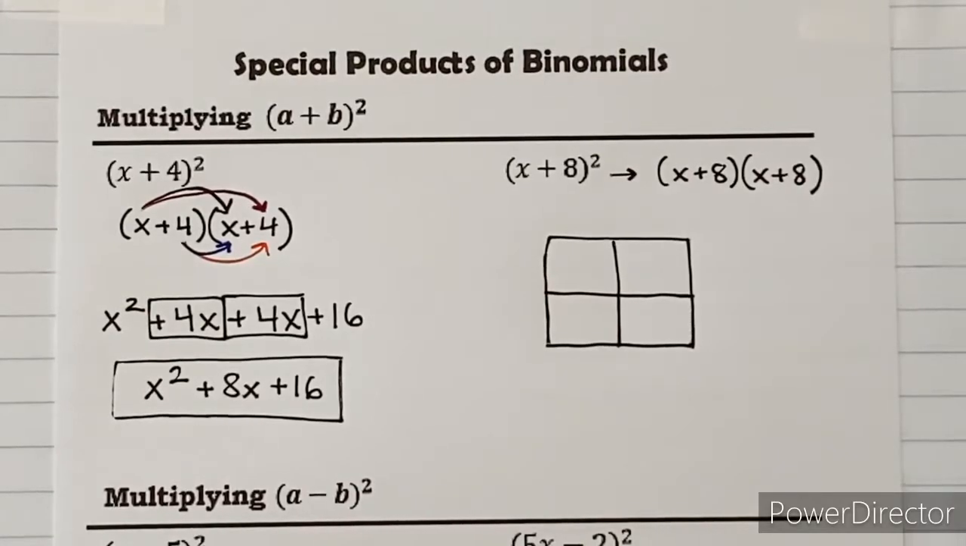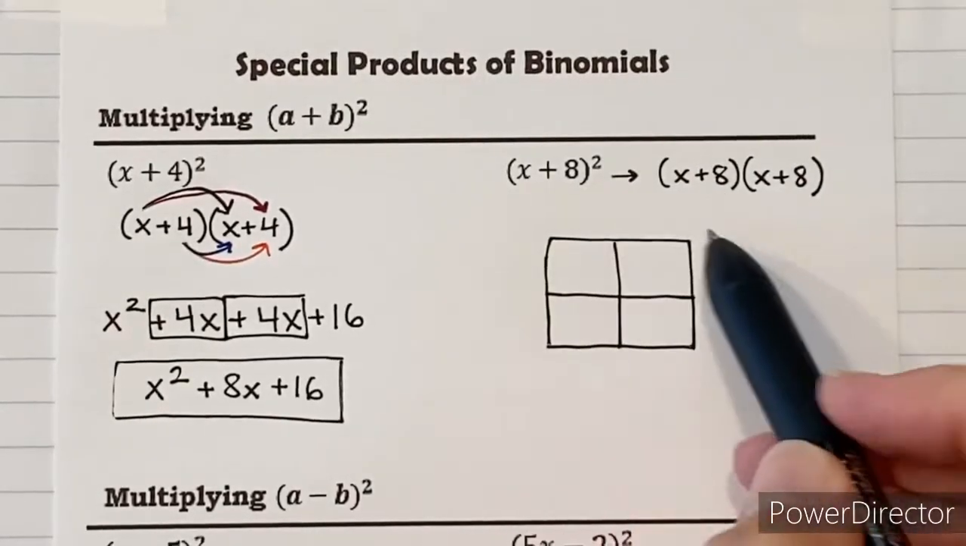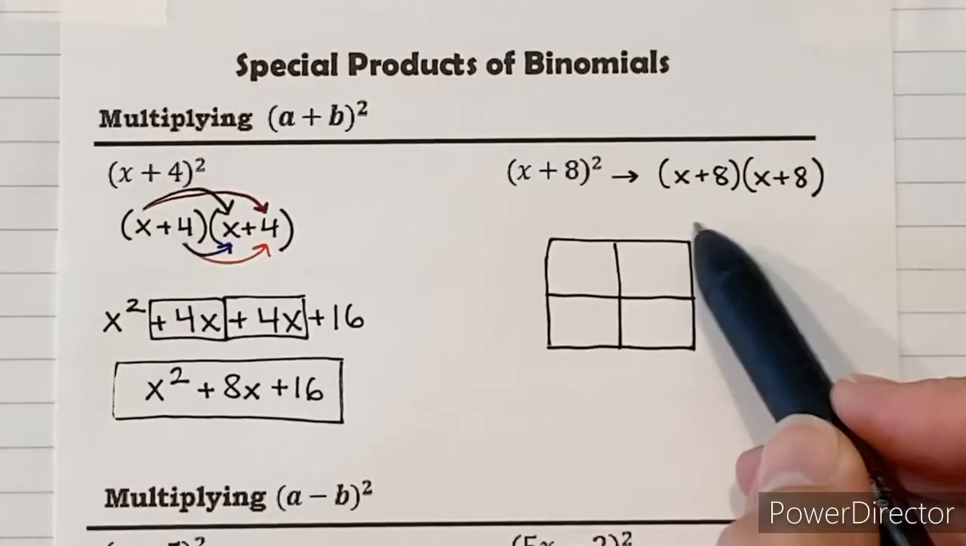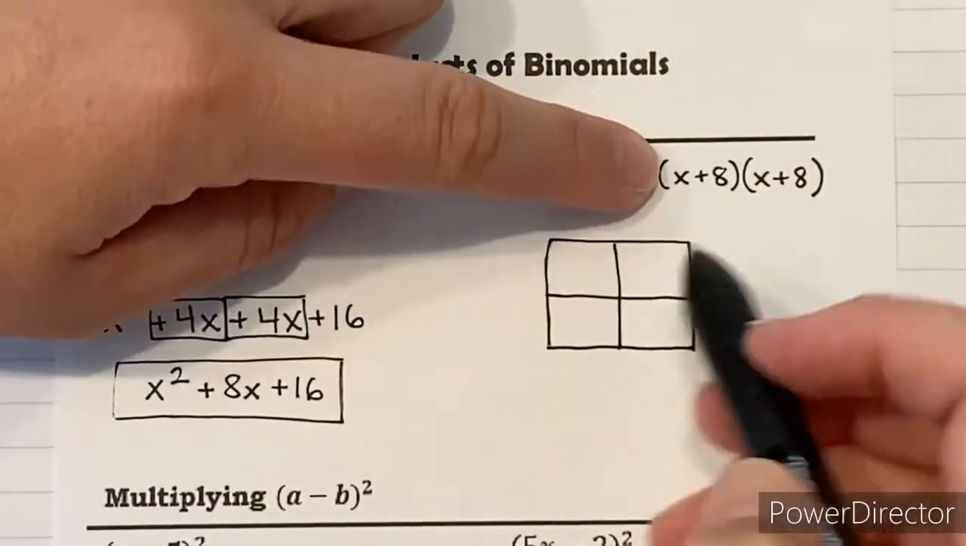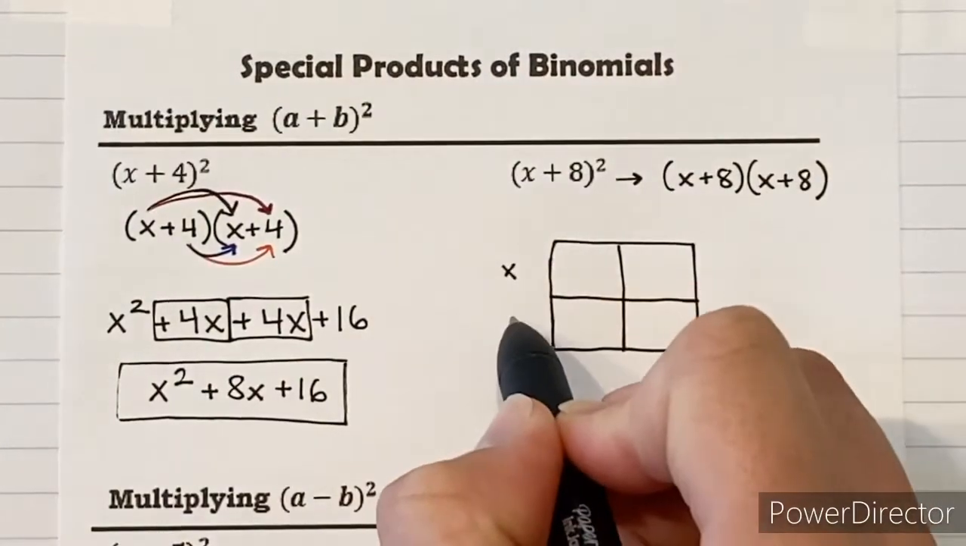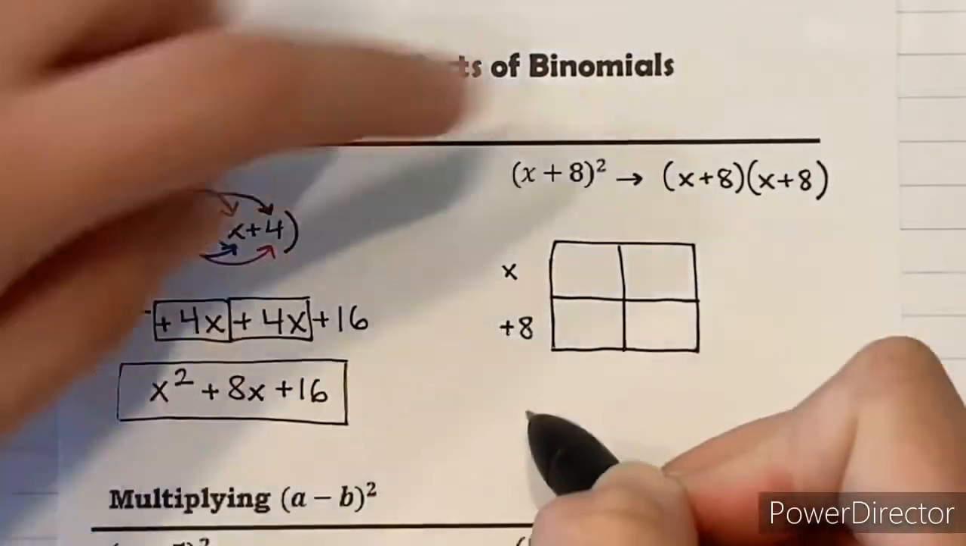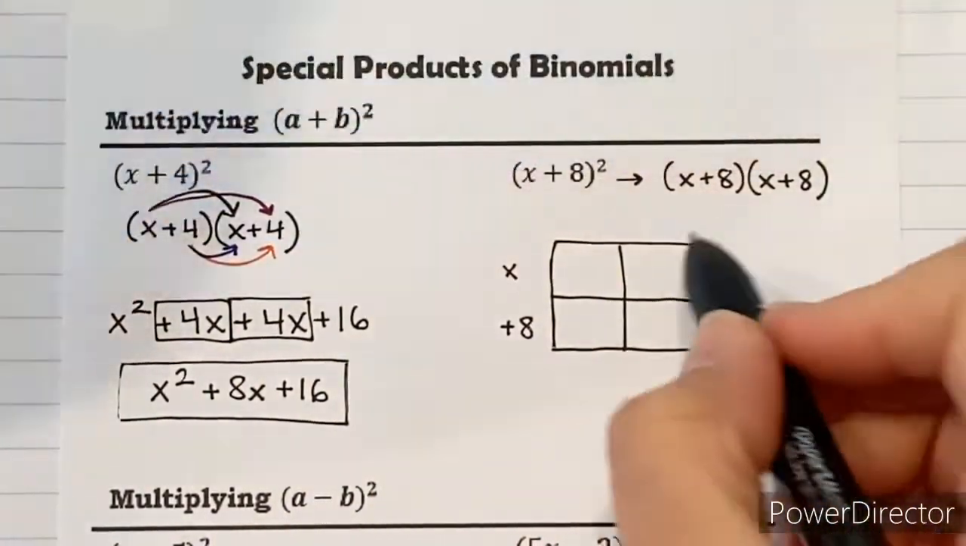And then we need to place our expressions on each side. This particular case, it doesn't matter which way you do them because they're both the same. But I always put the left one on the vertical side and then the second or the right one on the top.